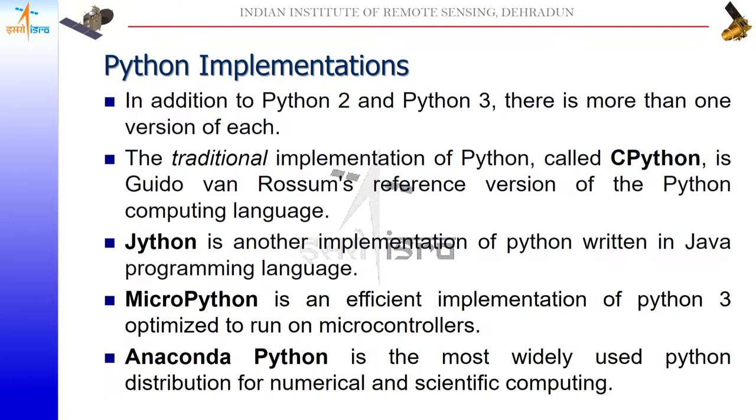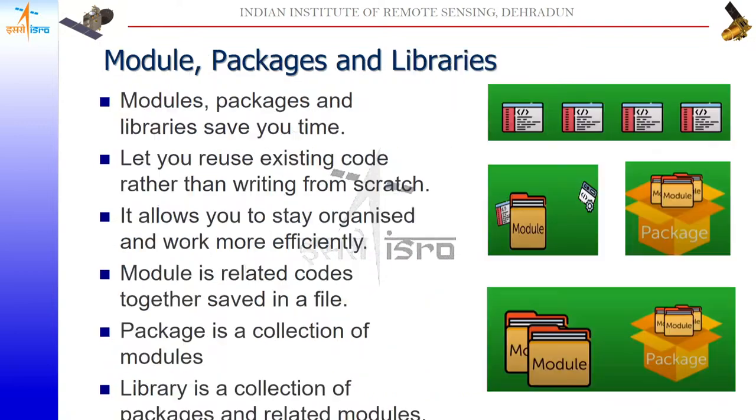Then there are other implementations. Jython is another implementation of Python written in the Java programming language. The interpreter of Python written in Java is called Jython, but it doesn't offer all the features which CPython offers, though you can call Java programs directly in it. Then there is another distribution called MicroPython. One of the most popular distributions among the data science community is Anaconda Python. Anaconda is quite popular; it is a big package manager, environment manager, and a distribution of Python as well.